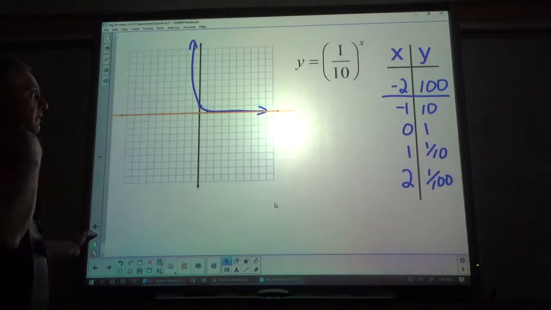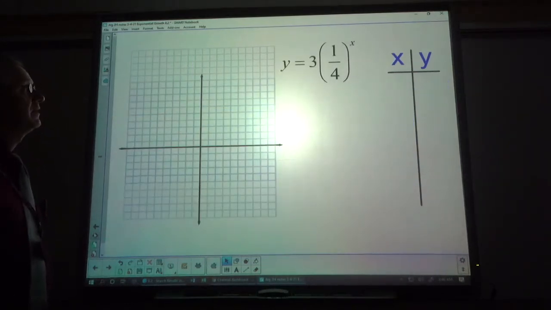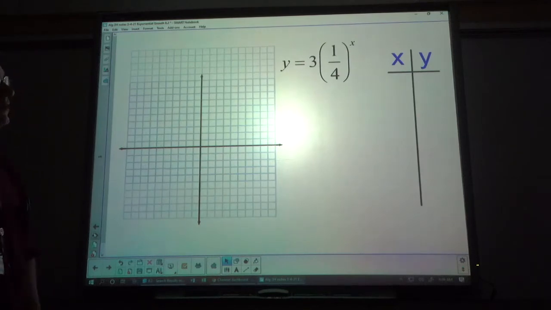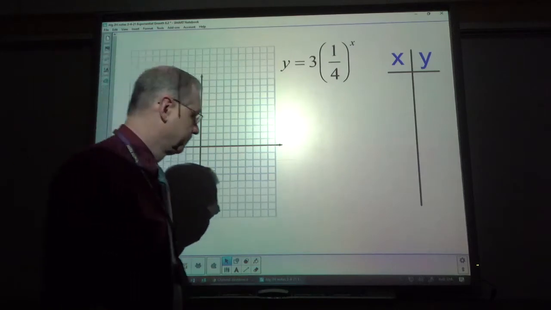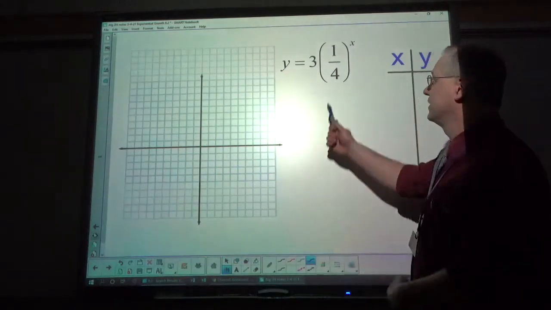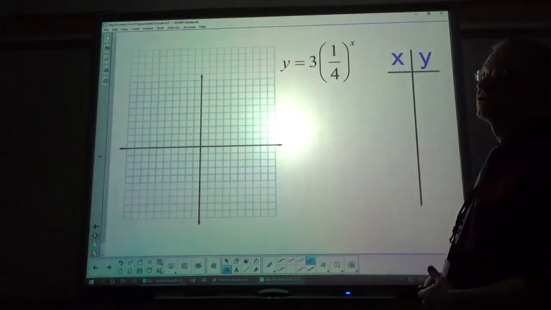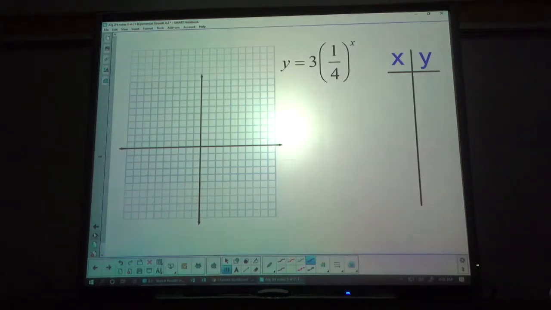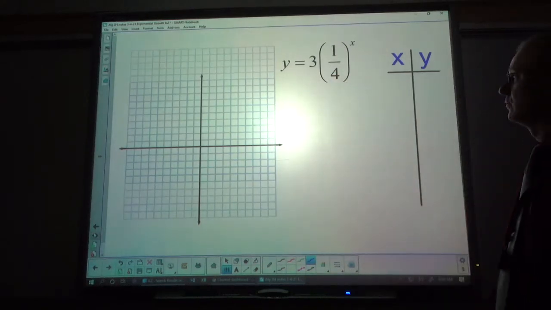All right, let's continue. Here we have y equals 3 times 1/4 to the x power. Now, the bigger the denominator, if the top is 1, the faster it's going to go up, and the smaller, the slower it goes up. The closer to 1 this is, the slower it will go up.